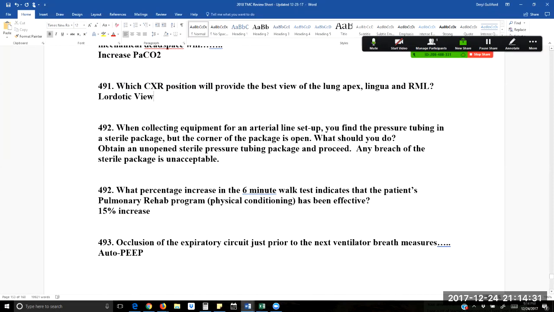492, when collecting equipment for an arterial line setup, the pressure tubing is in a sterile package, but the corner of the package is open. Well, folks, if that's open, it's not sterile. You cannot use any piece of sterile medical equipment that has any violation of the package. A little tear, an open corner, none of that is acceptable.